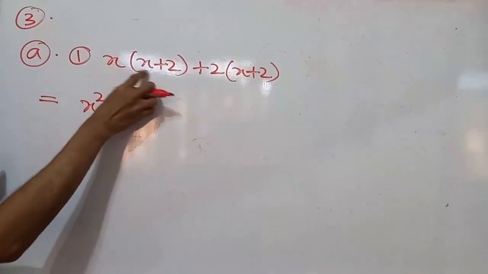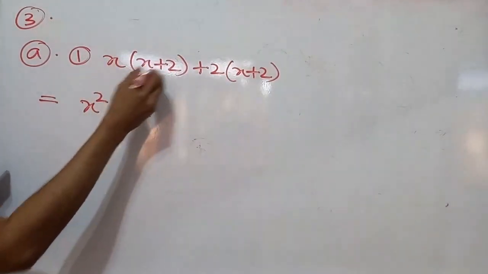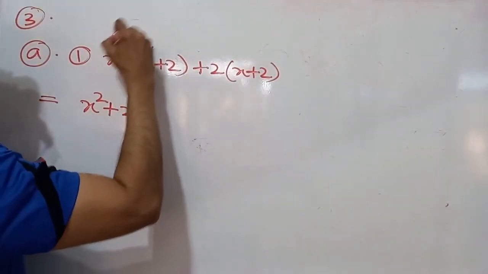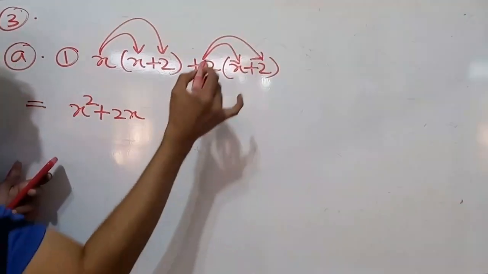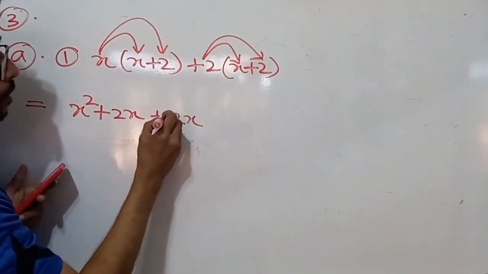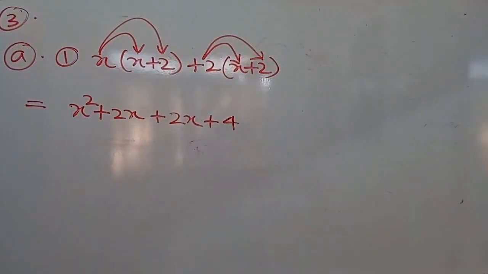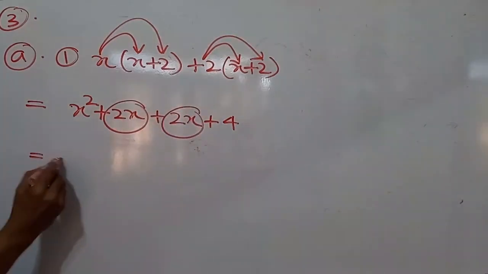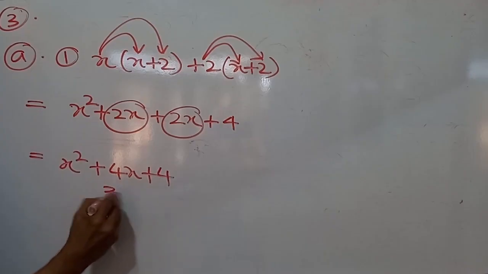X squared, positive into positive, that is positive. X times 2, that is 2x, positive into positive, that is positive. Right? So 2 times x, that is 2x. Positive into positive, that is positive. 2 times 2, that is 4. Positive into positive, that is positive. Now look, these are like terms, right? So x squared plus 4x plus 4.